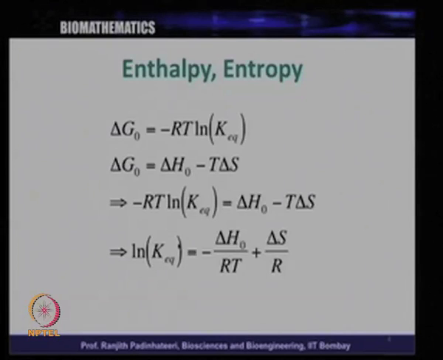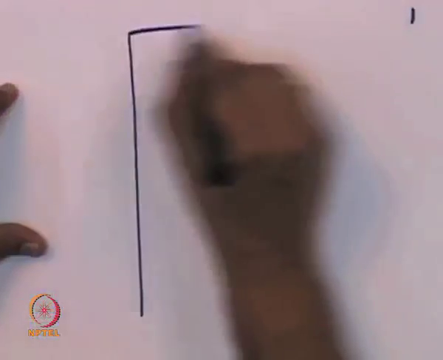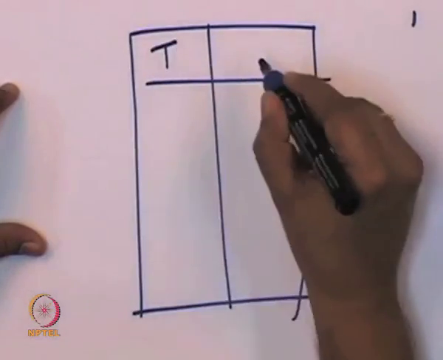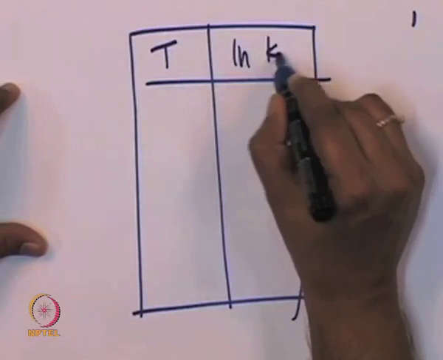So, essentially, one can imagine doing an experiment where you keep the temperature at 25 degrees Celsius and do the reaction A going to B, and when it reaches equilibrium, calculate the ratio of B and A concentrations and you will get k equilibrium. Let us think of a table. If you do this experiment, you can draw a table: temperature versus ln k equilibrium.